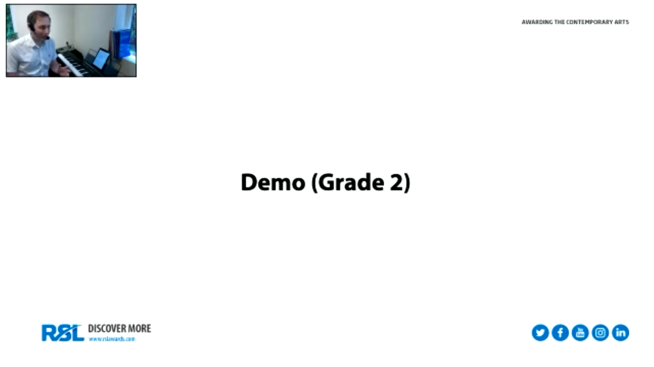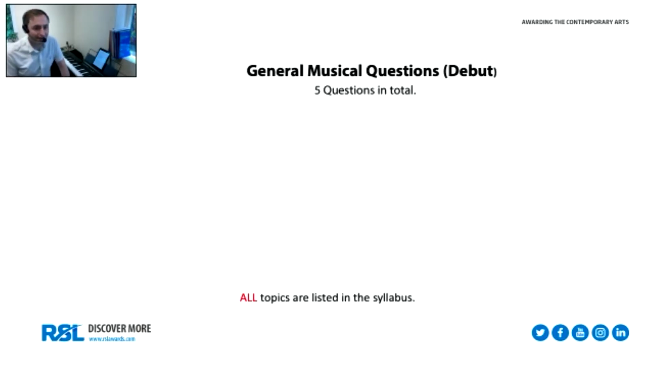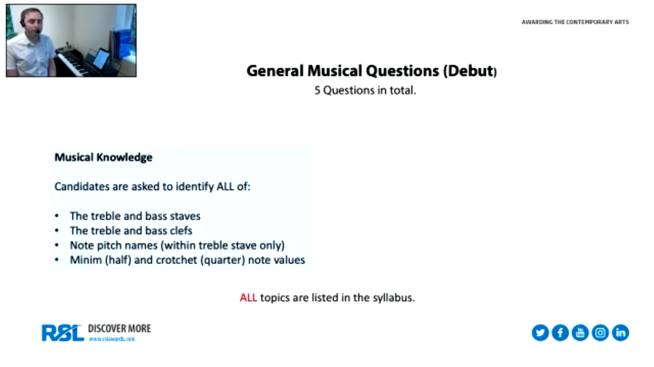Okay, so moving on to the last component, which we called general musical questions, and I've kept this at debut level. So we're going to have a little look at the sorts of questions that a debut student would be expected to answer. There are 2 halves, really. The first half is what we call musical knowledge. And this is where candidates have to identify all of the following 4 points.